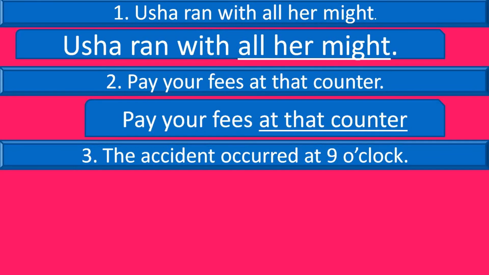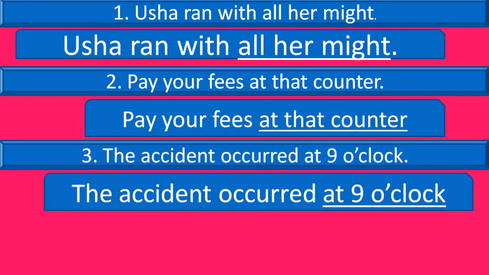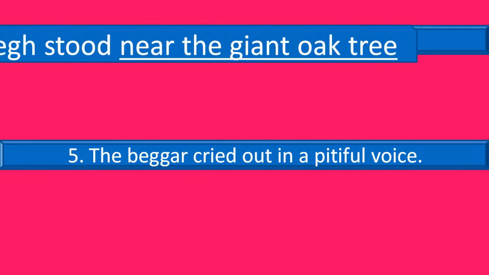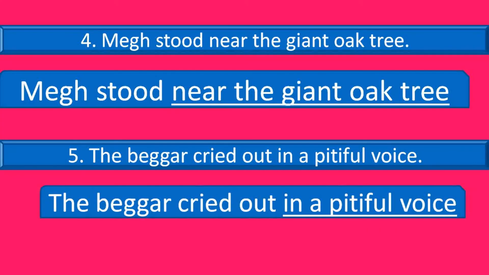Next question. The accident occurred at 9 o'clock. Answer is at 9 o'clock. Next question. Meg stood near the giant oak tree. Answer is near the giant oak tree. Next question. The beggar cried out in a pitiful voice. Answer is in a pitiful voice.